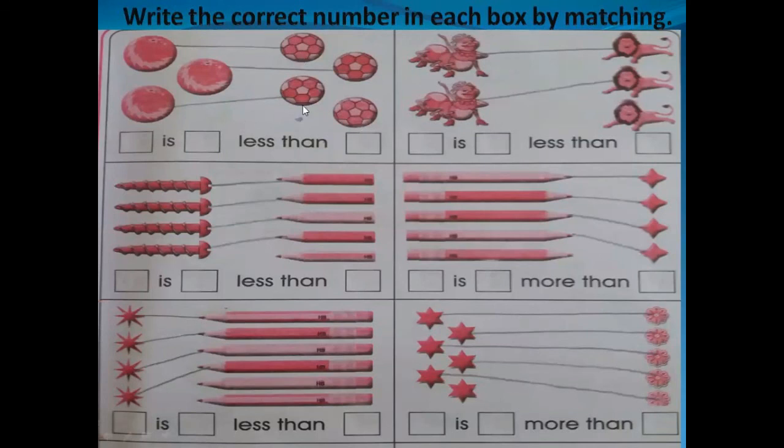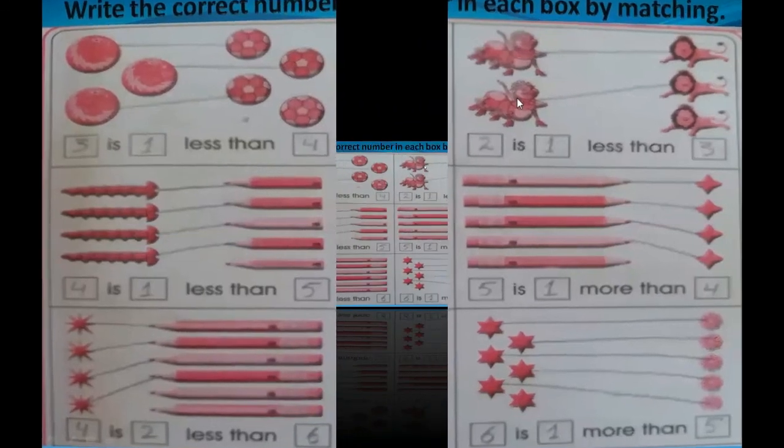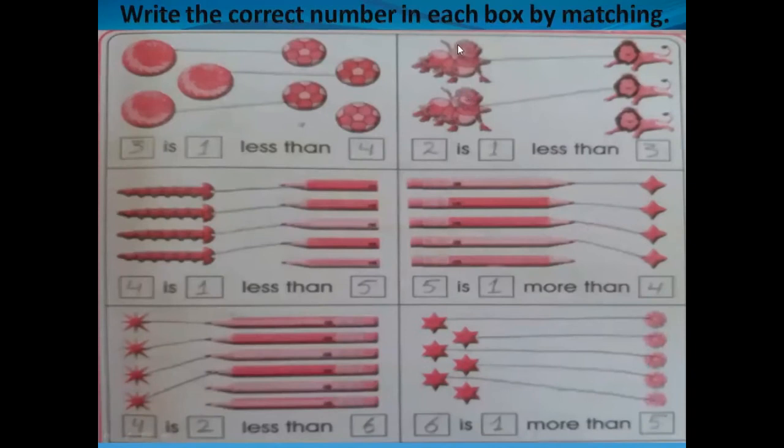This 4 represents the number of balls, and this one here shows the left amount of ball, and 3 shows the number of oranges. 3 is 1 less than 4. Now see the animals here. There are two. So 2 is 1 less than 3. 3 shows the lions.